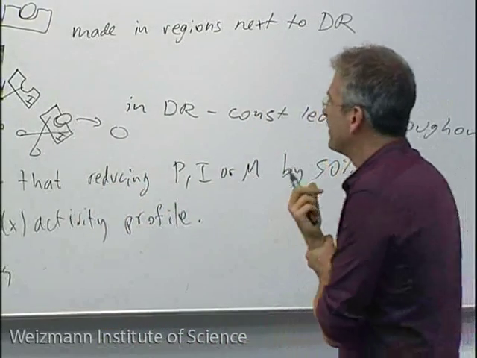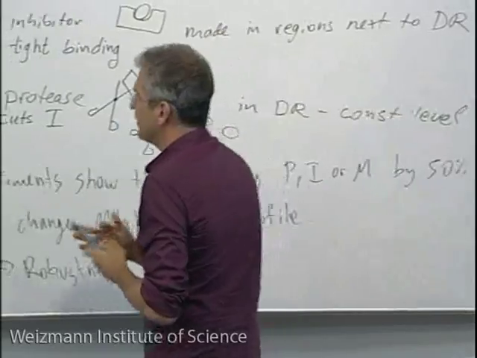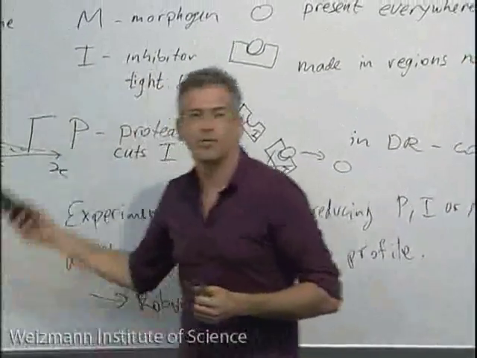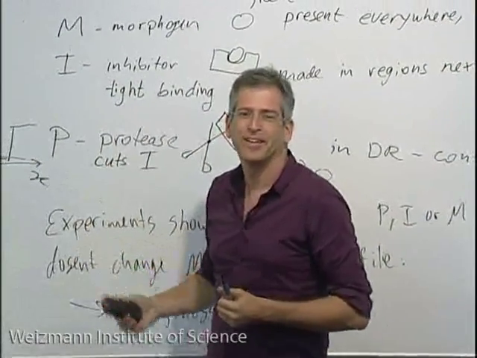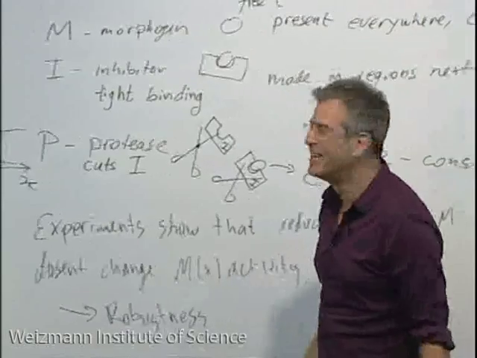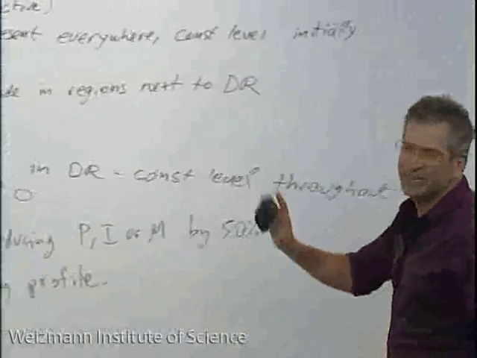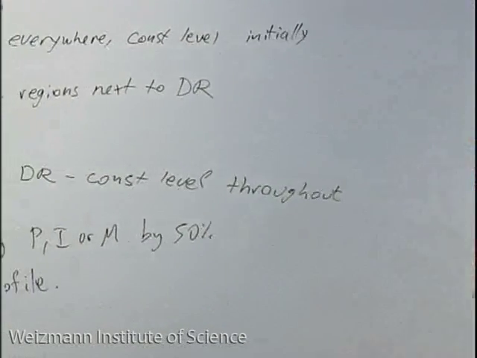You delete one gene at a time? Yeah. Are you asking what happens if we delete all three? Good question. According to the model, it's supposed to work.